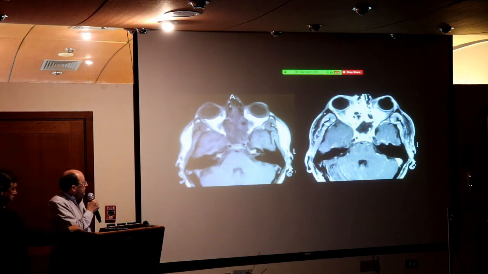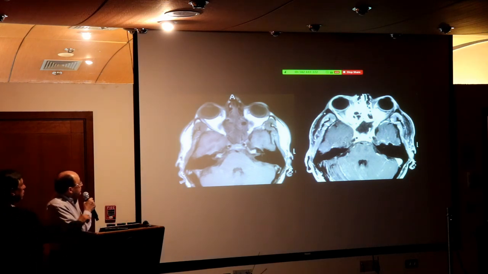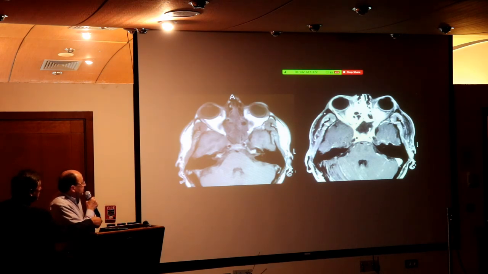I will concentrate on the MRI findings and not speak out of the track. This is T1 weighted for the same patient, T1 weighted without contrast and T1 weighted with contrast. If you can see, there is a high intensity mass lesion, expansile, exerting some mass effect into both of the canal, also in the clivus with some erosion, and also the cavernous sinus on both sides.